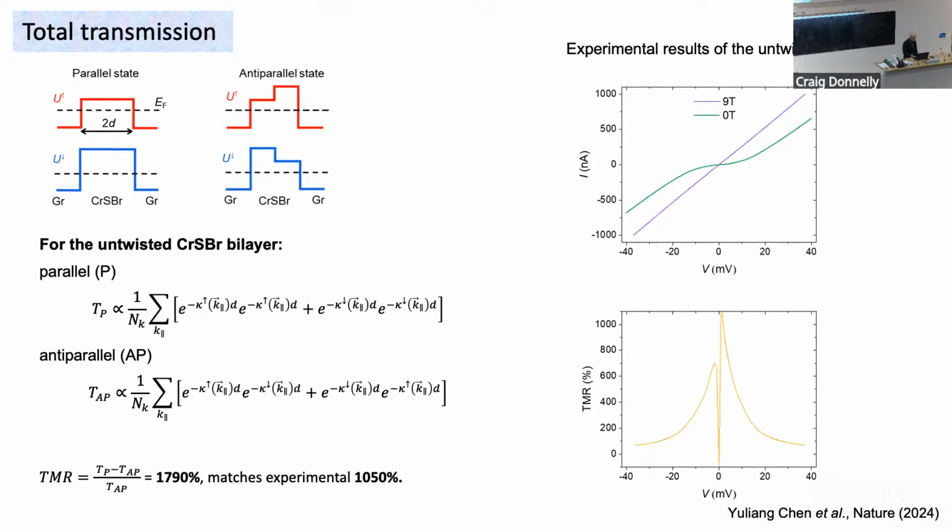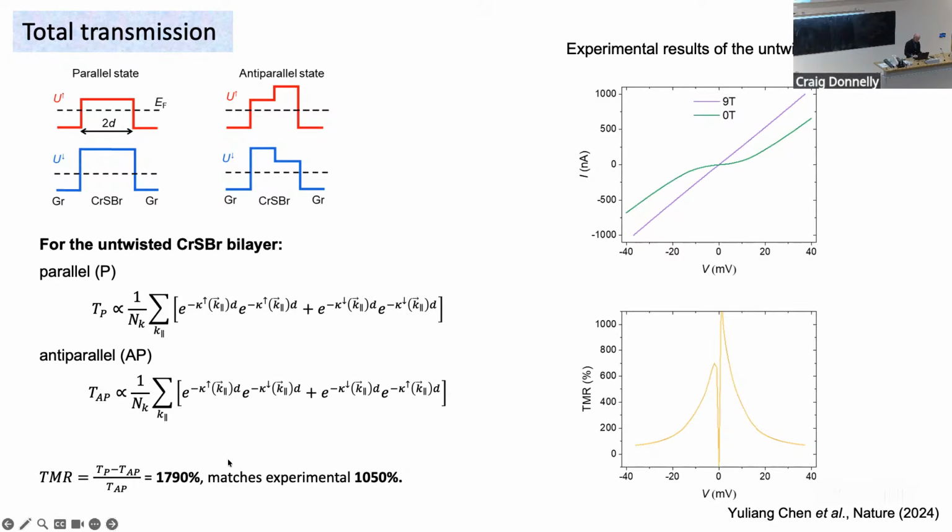And so basically, we can calculate this for the case where the moments are parallel or antiparallel, and this is what it will look like. This is for spin up and spin down. This would be the decay. This is what the barriers look like. And then we can calculate the tunneling magnetoresistance from the decay integrated over the Brillouin zone.